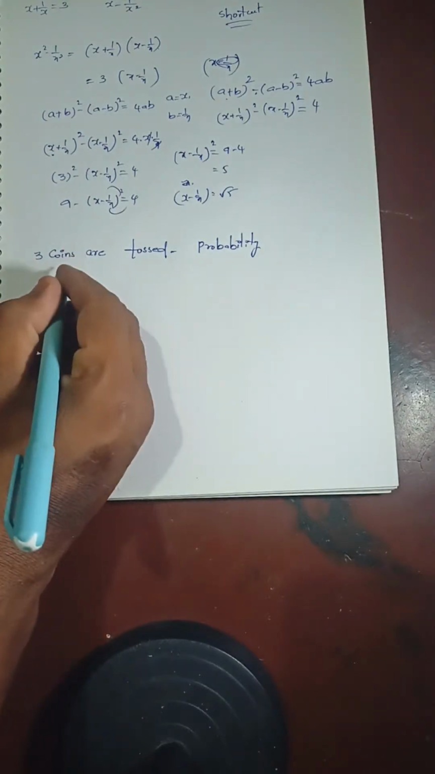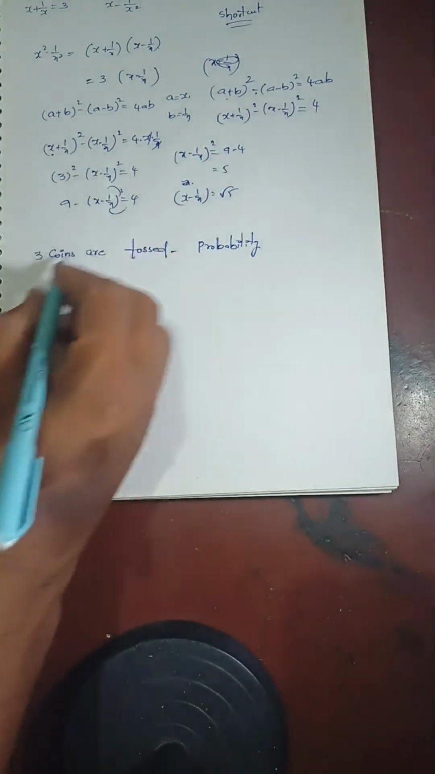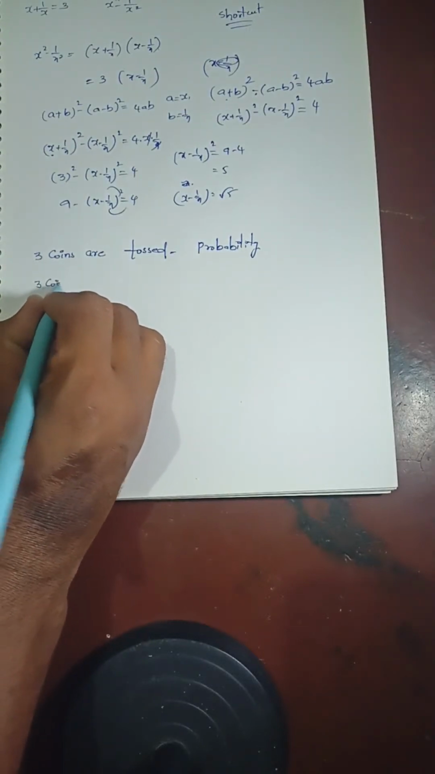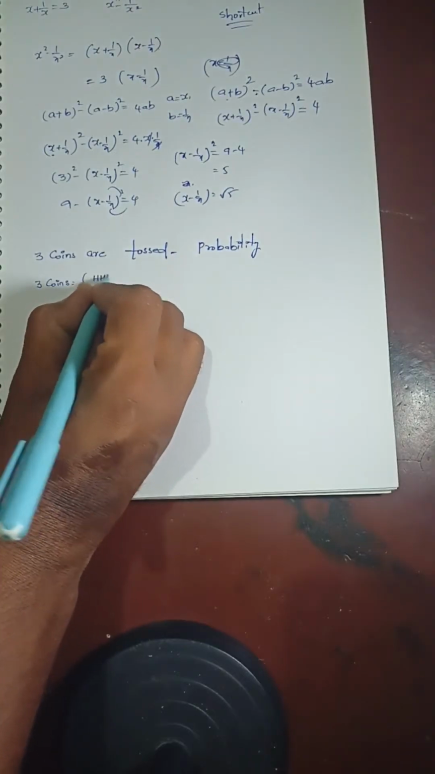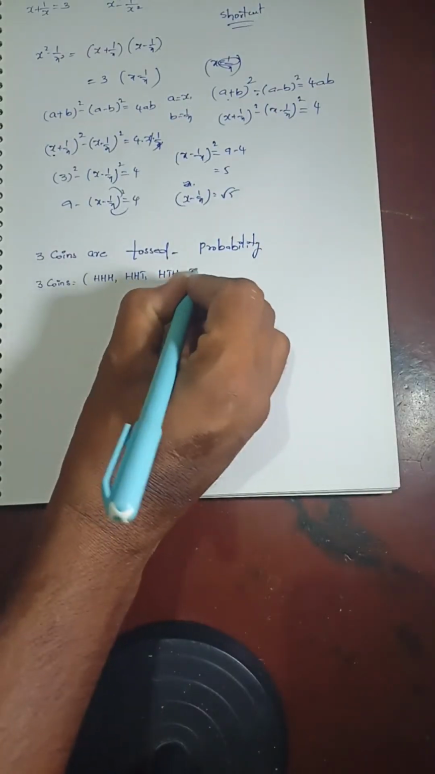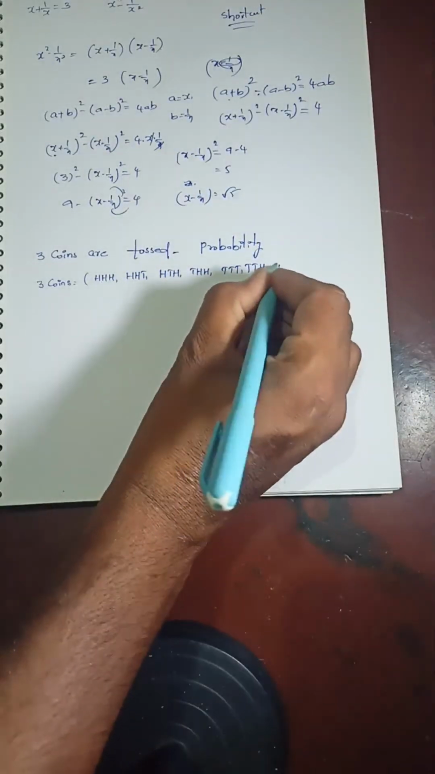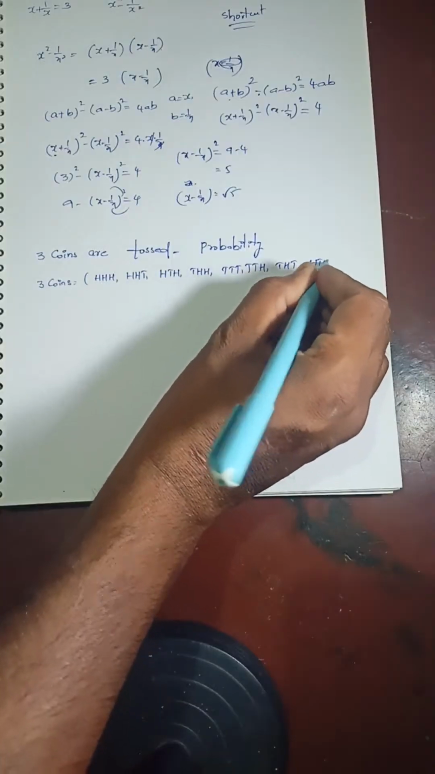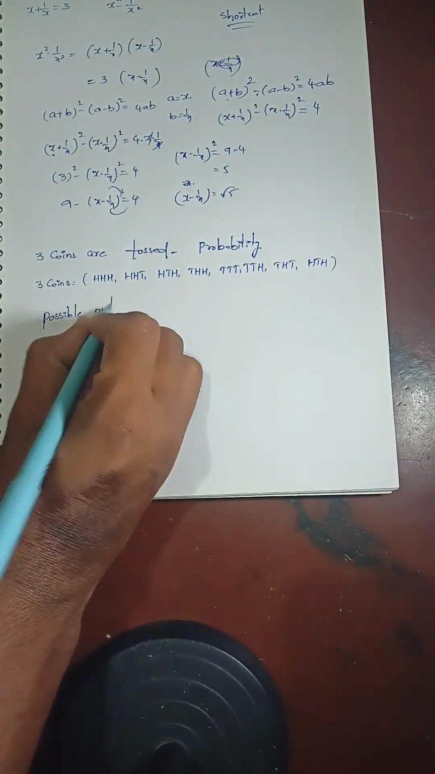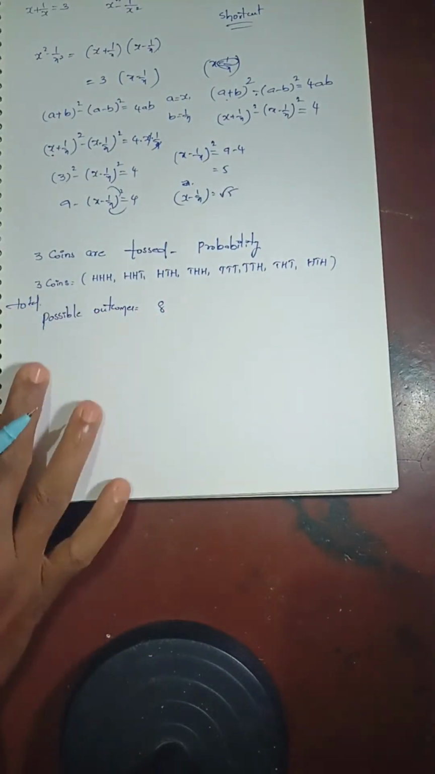Now see, in the probability chapter, when 3 coins are tossed at a time, what answer are we going to get? When you toss 3 coins, we get head head head, head head tail, head tail head, tail head head, and then tail tail tail, tail tail head, tail head tail, head tail tail. So the total possible outcomes are 8.